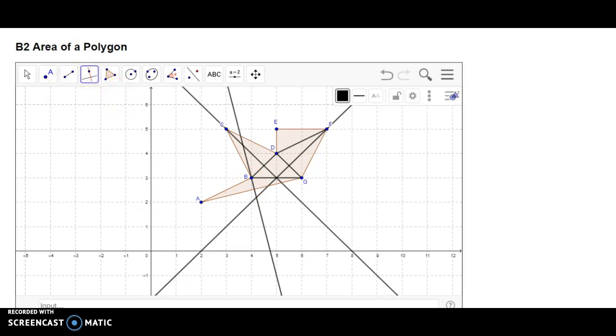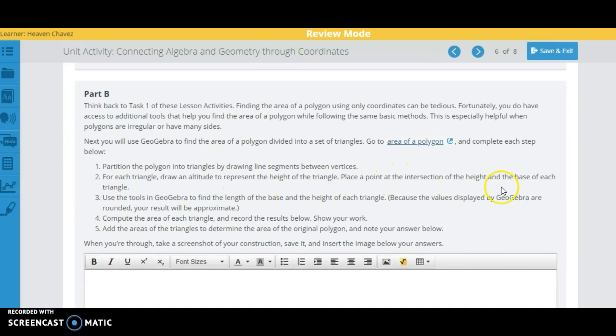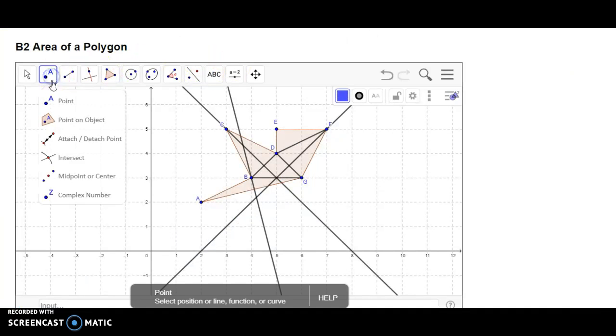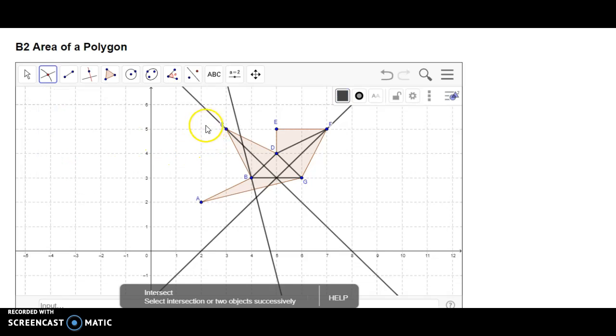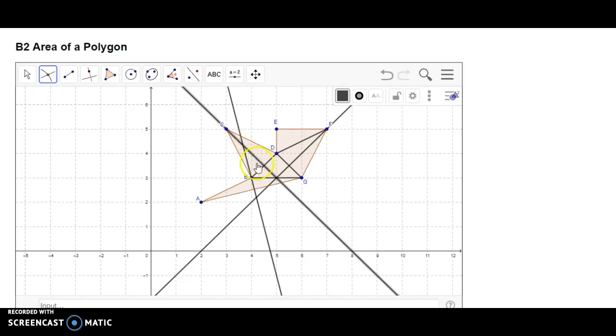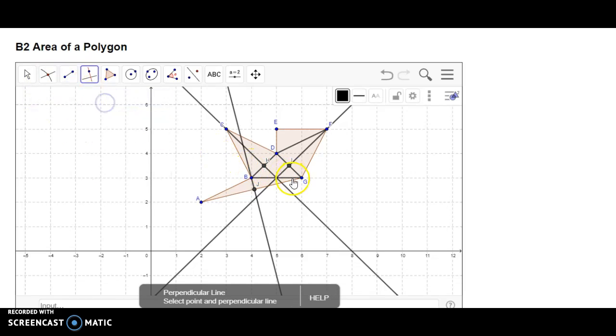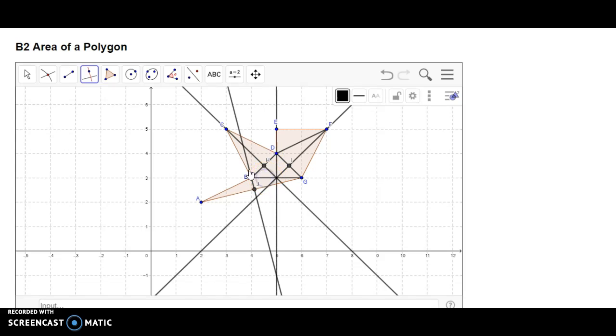Okay, then it says place a point at the intersection of the height and the base. So we're going to place a point, we're going to use intersect. In this case, here's our height, and here's our base, so that's H right here. Then we're going to make another one for this triangle, the height and the base. And for this one here, height and base. I think we still need to draw a perpendicular line for this one, so this one and here. Then the height and the base.